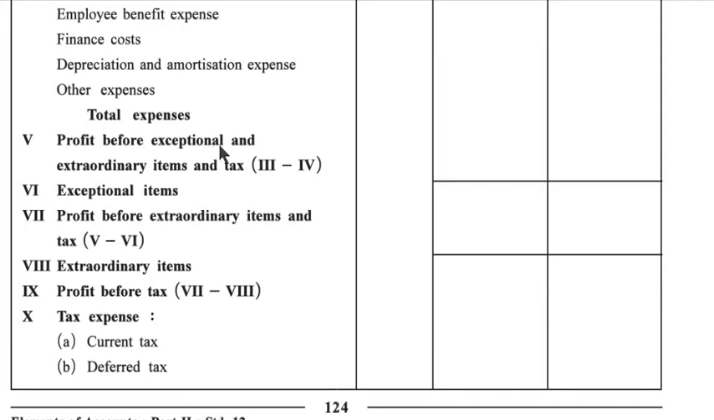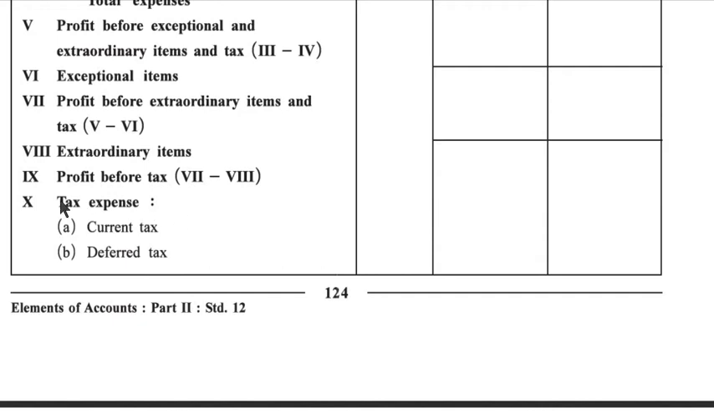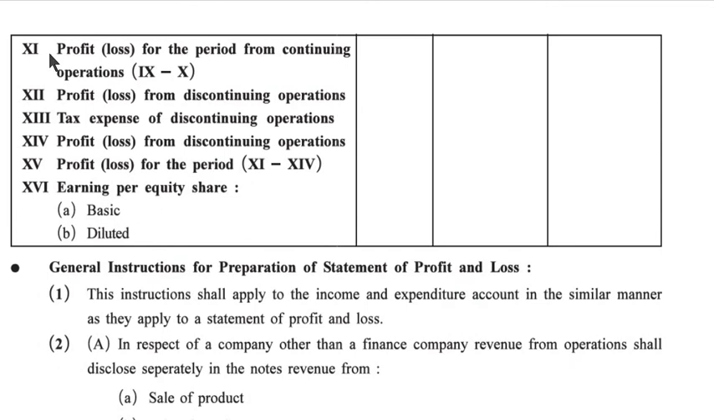Fifth, profit before exceptional and extraordinary items and tax, 3 minus 4. Sixth, exceptional items. Seventh, profit before extraordinary items and tax, 5 minus 6. Eighth, extraordinary items. Ninth, profit before tax, 7 minus 8. Tenth, tax expense: current tax and deferred tax. Eleventh, profit or loss for the period from continuing operations, 9 minus 10.